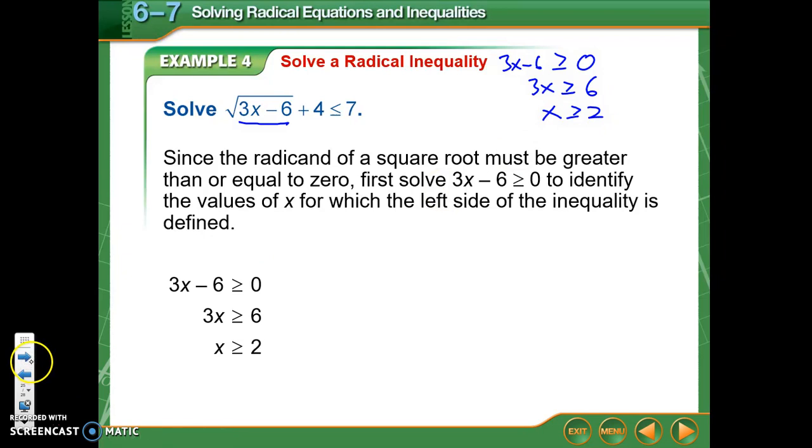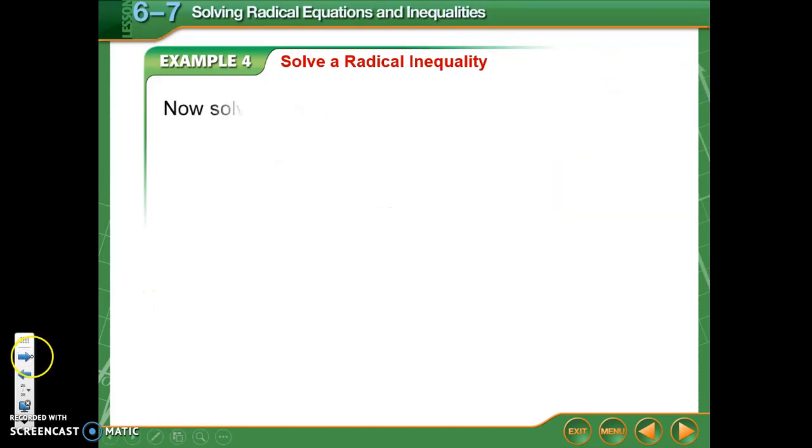So that's the first step. This is going to be part of my answer. So I can't have any numbers smaller than 2. I have to be greater than or equal to 2.